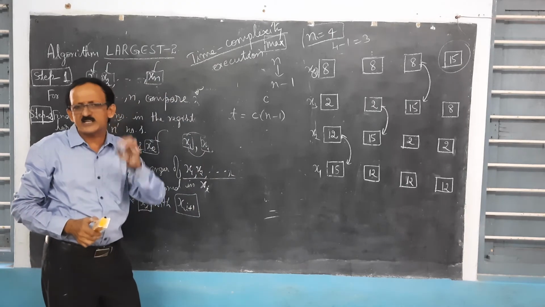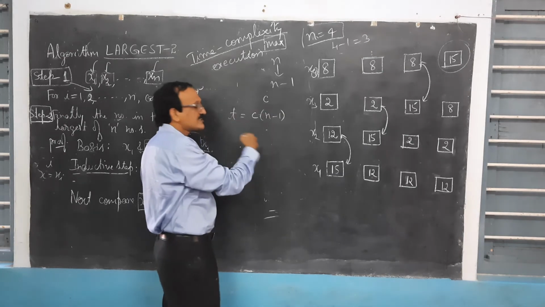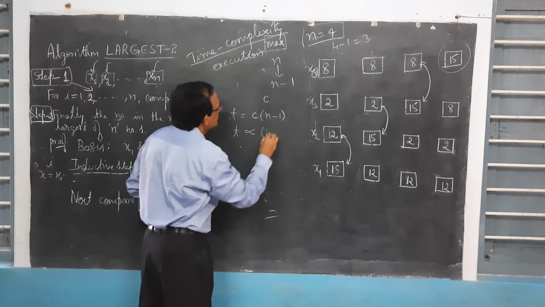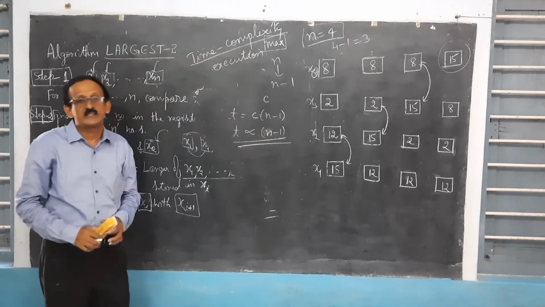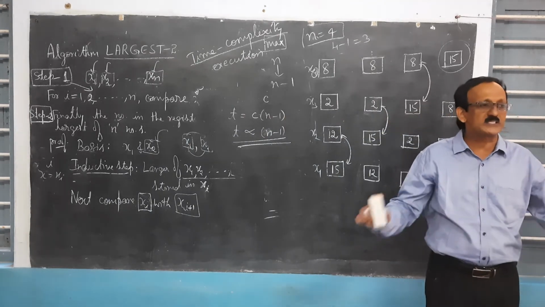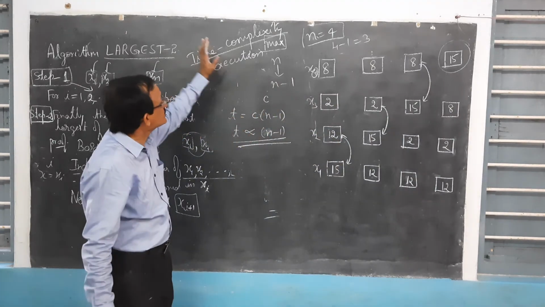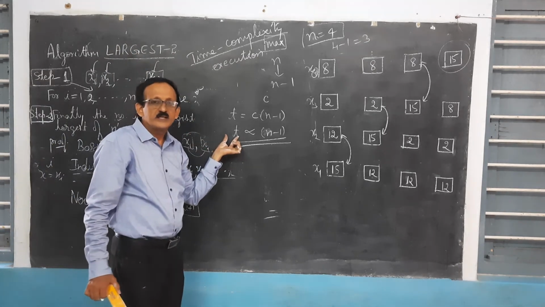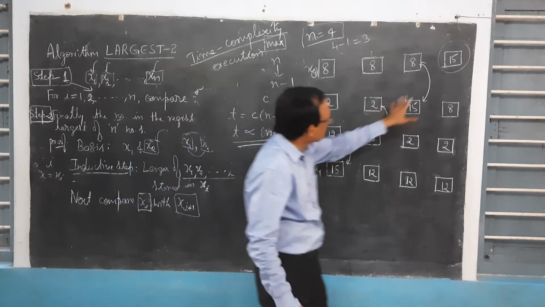If the time taken for one comparison is c, then for n minus 1 comparisons it is c into n minus 1. This is the total time requirement. We can also say that T is proportional to n minus 1. Time taken for execution of the algorithm is known as time complexity of the algorithm. In this largest two algorithm, the time complexity is proportional to the number of comparisons. What is n minus 1? n minus 1 is the number of comparisons.